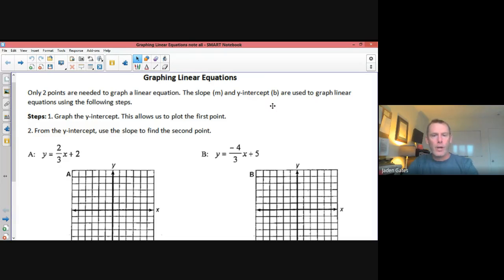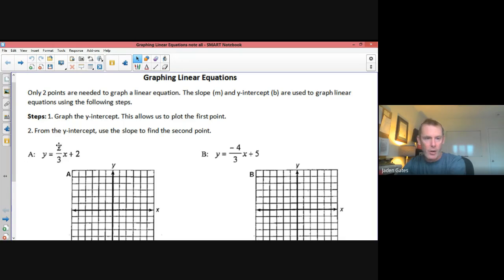All right, what we're looking for here now is graphing linear equations. And the key here is you only need 2 points to graph a linear relation, but we're going to put more than 2 points on our graphs. All right, because in a linear equation, all you're given is the slope and the y-intercept. You should be able to look at them.